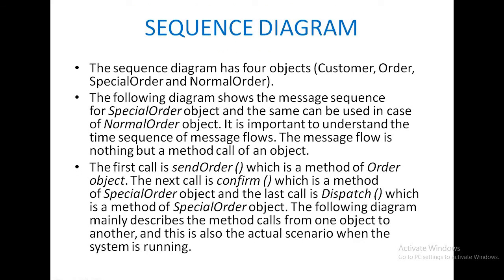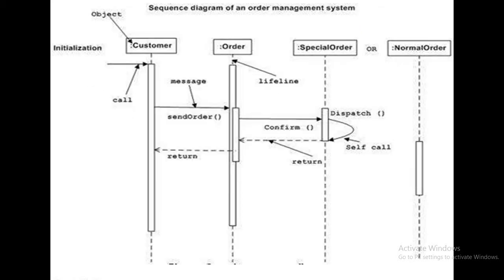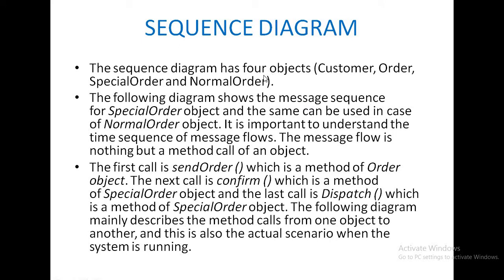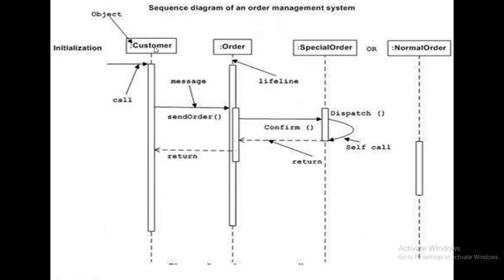So first we will discuss what a sequence diagram is generally. See in this diagram, this is an example of a sequence diagram. In the sequence diagram, four objects are there: customer, order, special order, and normal order. These are the different objects involved in the sequence diagram.